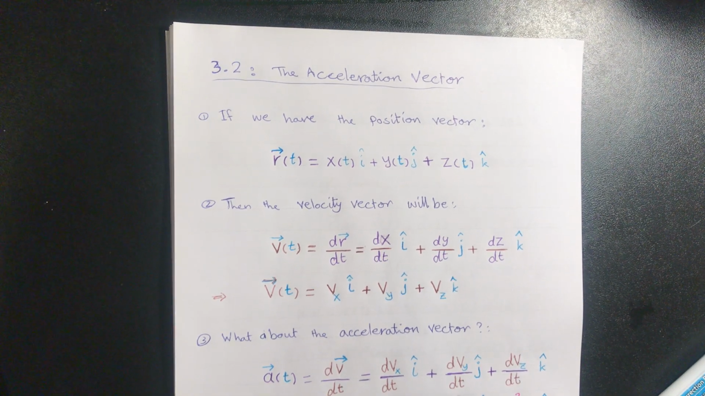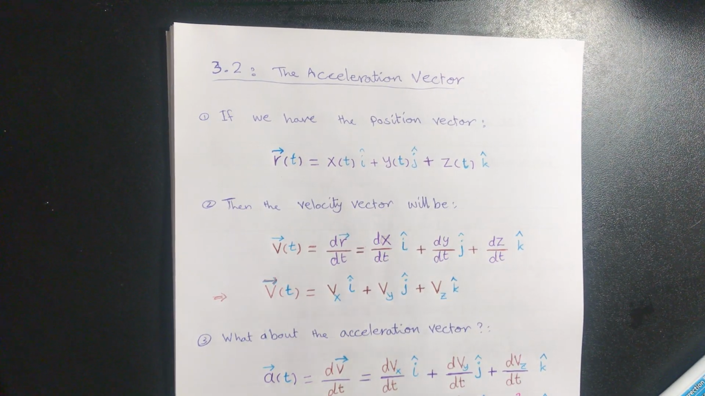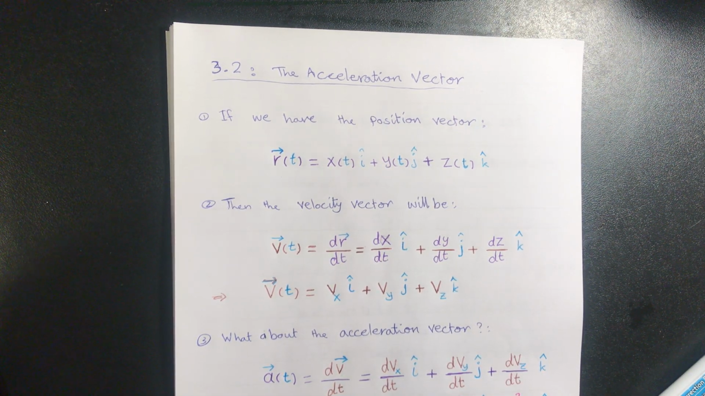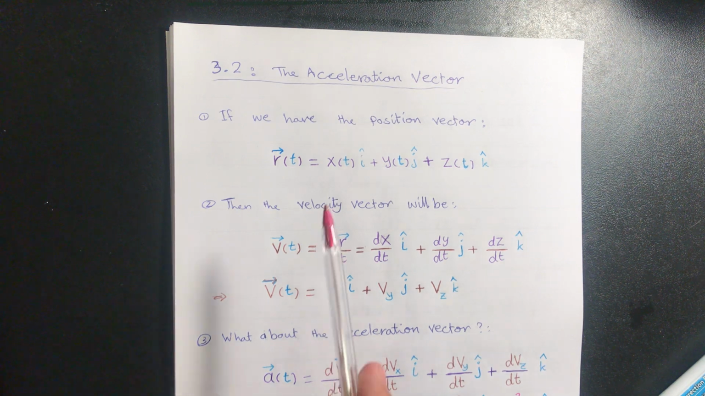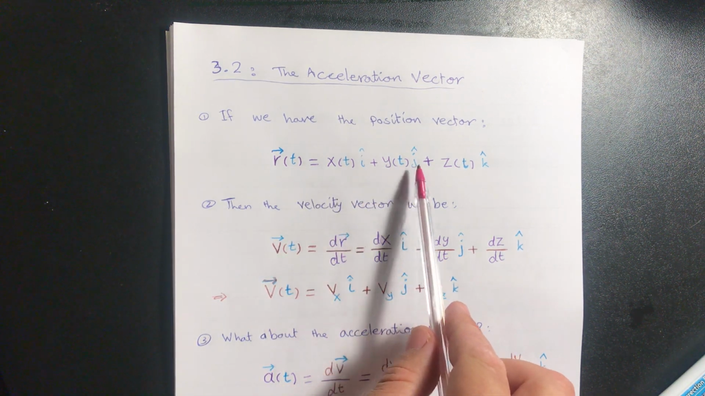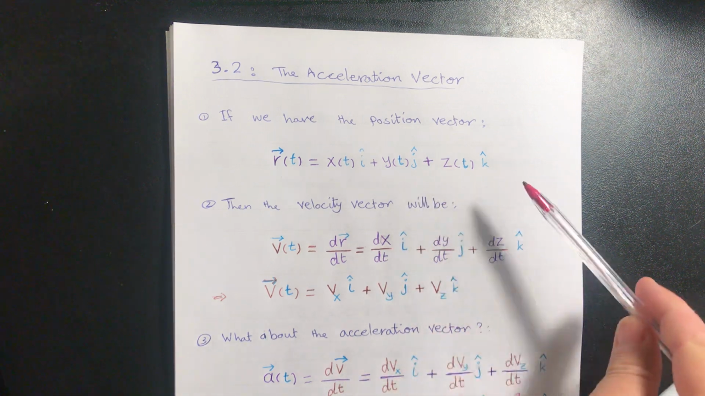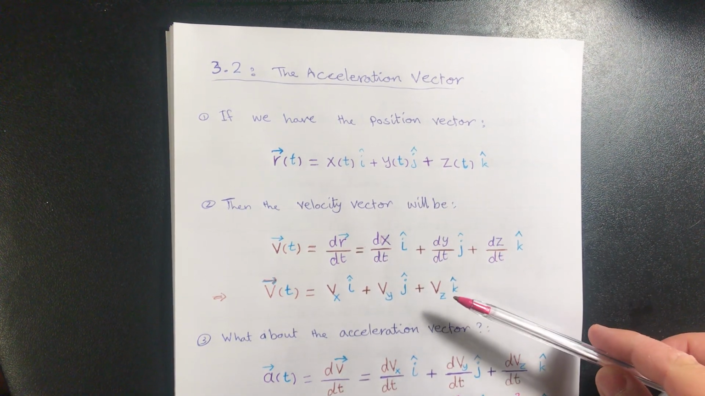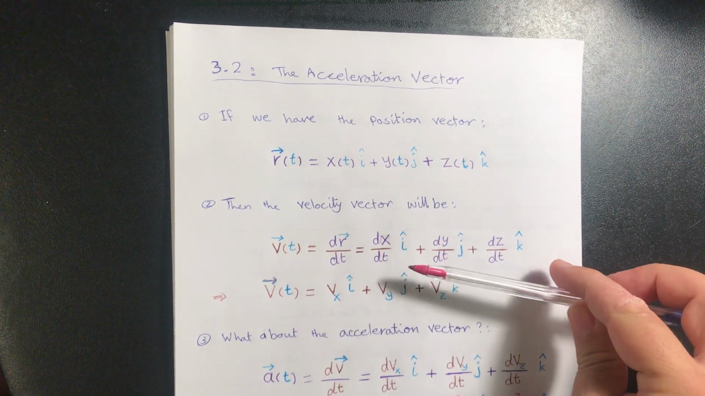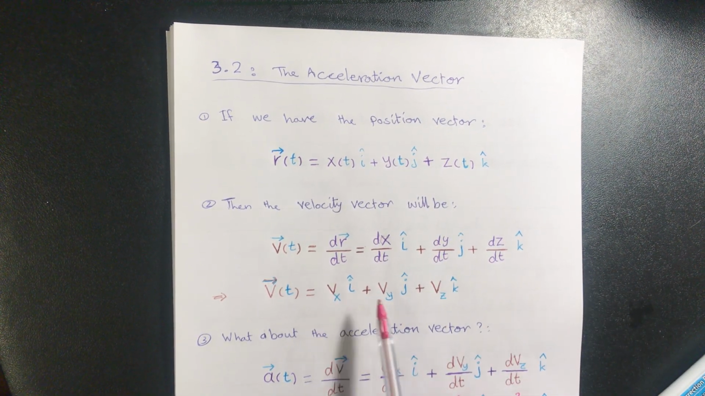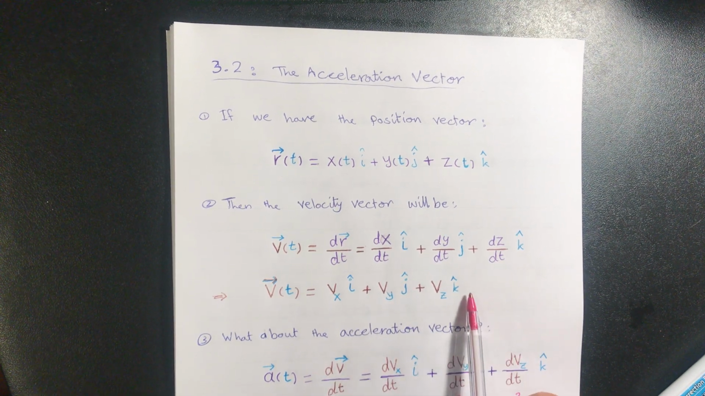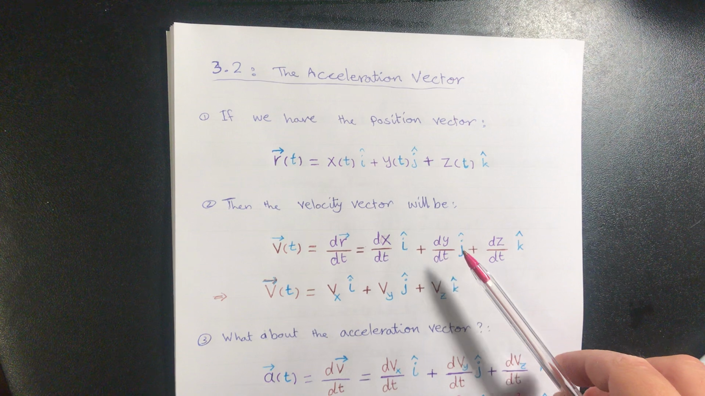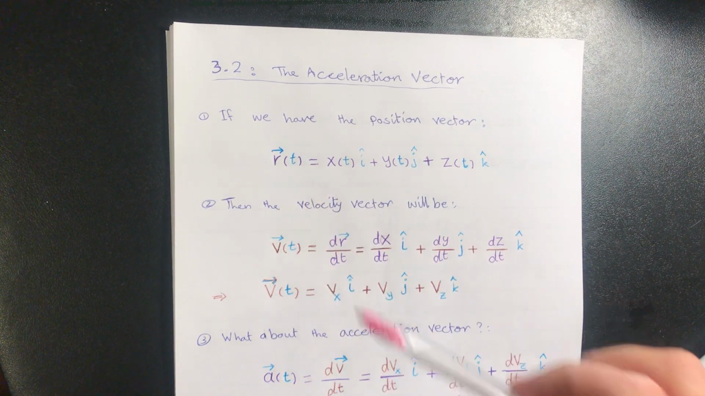Hi students, now we'll talk about section 3.2, which is the acceleration vector. As we talked about before the position vector and the velocity vector, now we'll talk about the acceleration vector. Starting with the position vector, r as a function of t is equal to x of t in the i direction, y of t in the j direction, z of t in the k direction, and we find the velocity vector by taking the first derivative with respect to time, and we find vx, vy, vz in the i, j, k directions, which is the first derivative of the position vector.